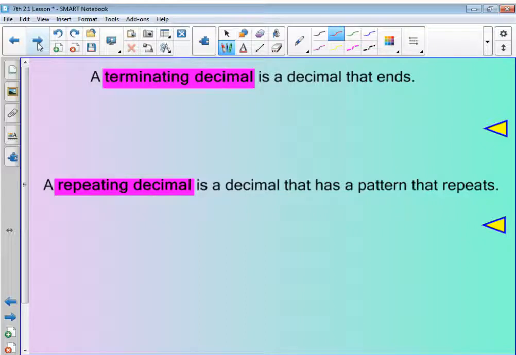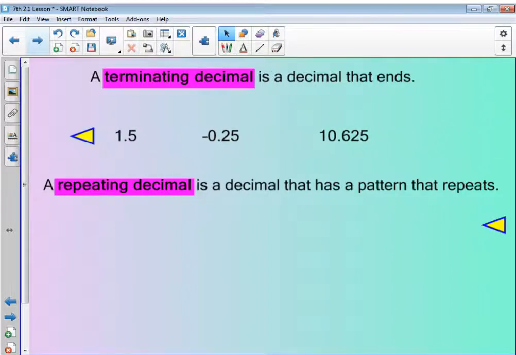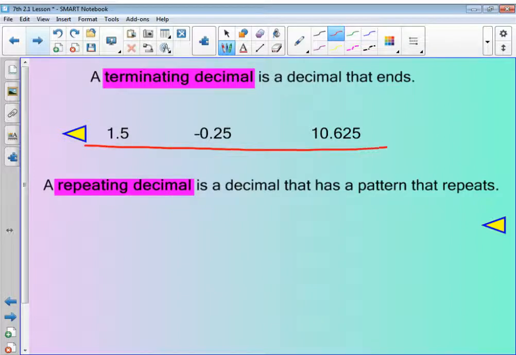There are a couple different types of decimals that we're going to work with that are considered rational. One of them is called a terminating decimal. A terminating decimal is a decimal that ends. So here's some examples of terminating decimals. They have an end point. So 1.5, it just ends at the 5. Negative 0.25. So yes, there's a negative in front of that, but rational numbers can be either positive or negative. So it's a decimal that ended. 10.625 also ended after the 5, okay? So these are all examples of rational numbers, okay?